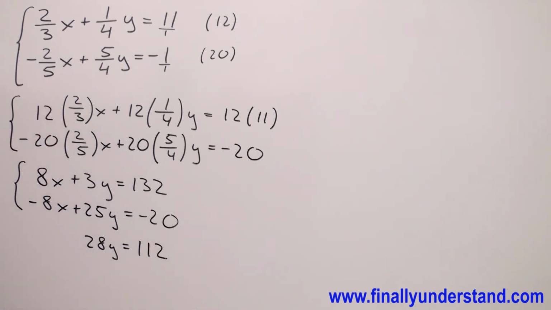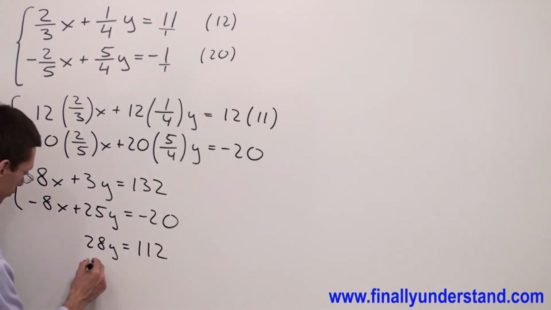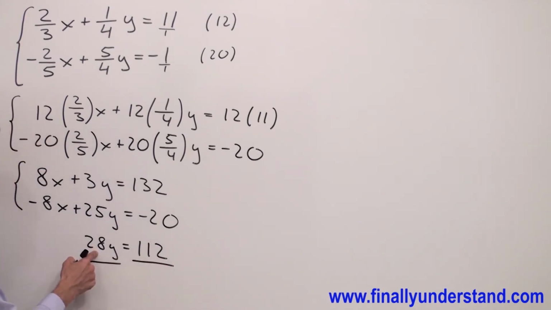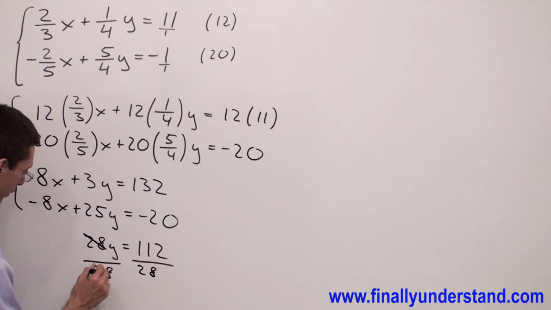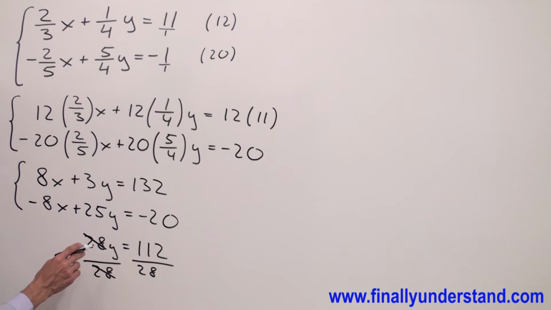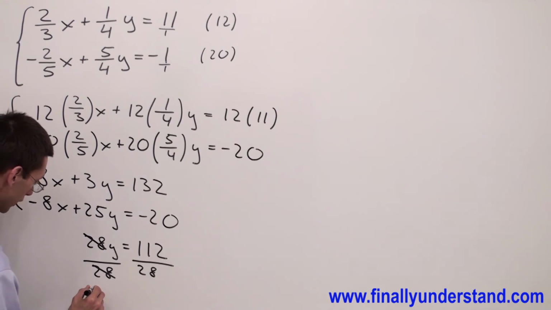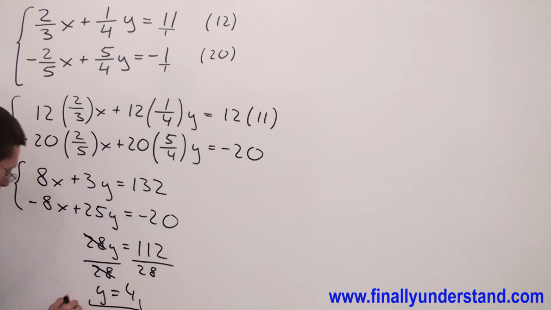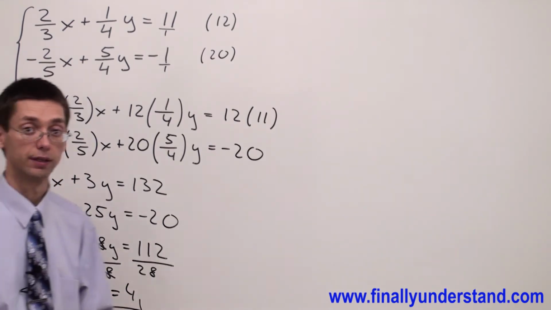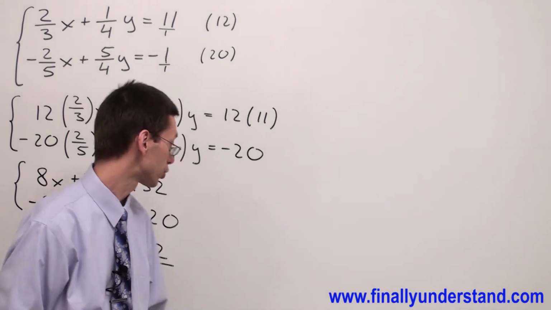Next, we're supposed to find the value of y. In order to find the value of y, I have to divide both sides of the equation by the coefficient which is multiplied by y. So I have to divide by 28. 28 and 28 will cancel out, and I have 112 divided by 28 is equal 4. So I can say that y is equal 4, and this is my y coordinate.